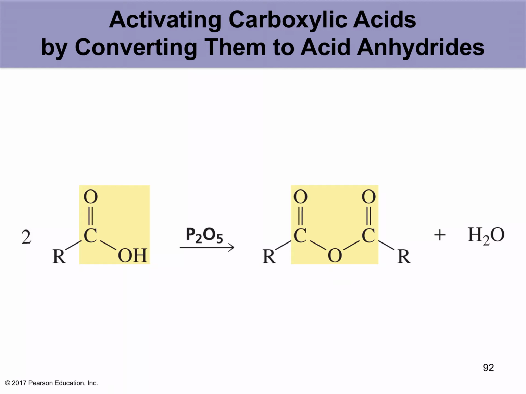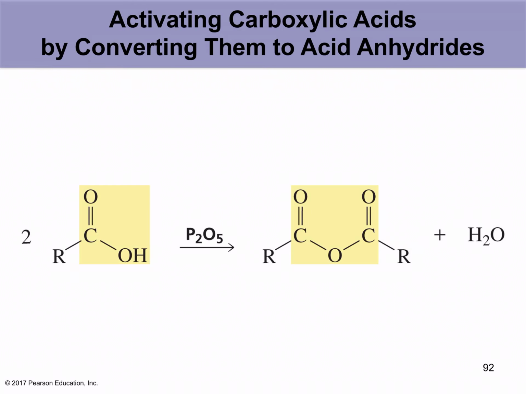We call this process activating carboxylic acids by converting them to acid anhydrides. So in the presence of diphosphorus pentoxide, carboxylic acid can form anhydrides.